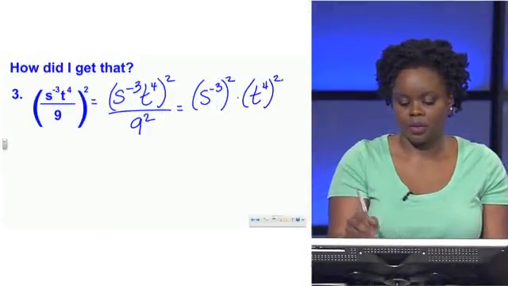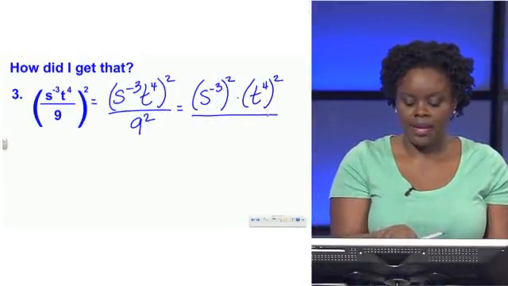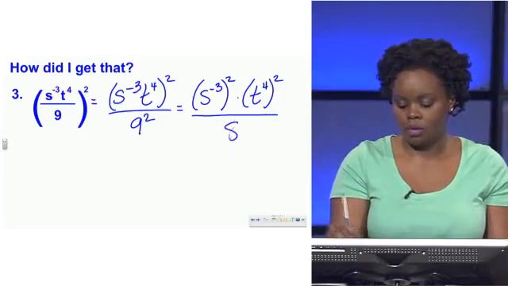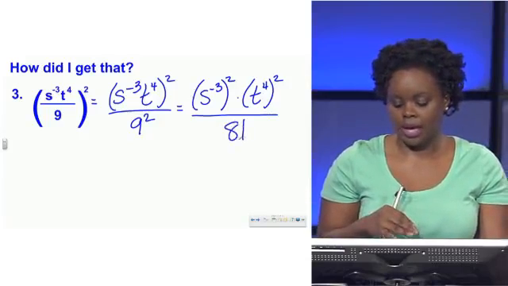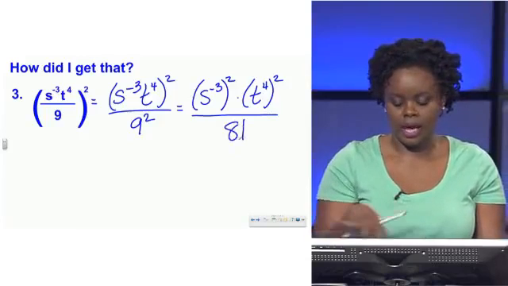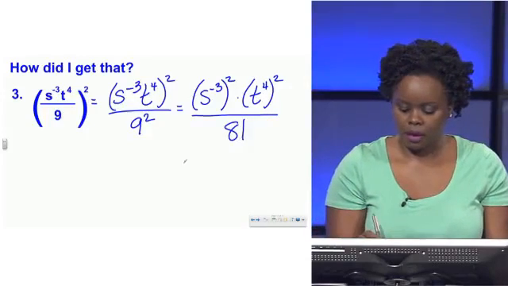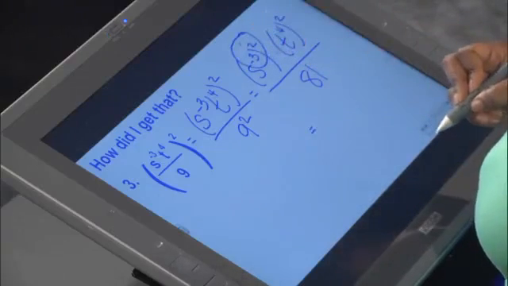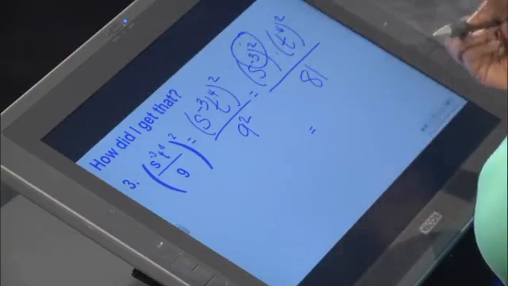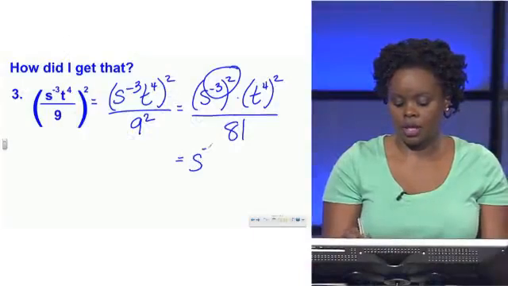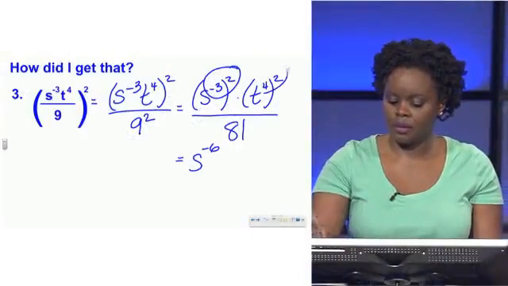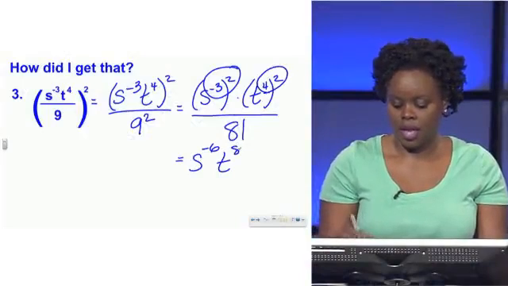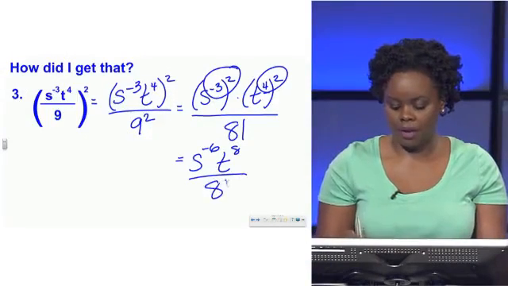All right. So I'd handle the numerator. Now for the denominator, 9 squared. That's 9 times 9, so that's 81. So my denominator is all taken care of. But I'm not done yet. I've got to handle that numerator. So raising a power to a power. Negative 3 times 2, that's negative 6. So s to the negative 6. 4 times 2 here, that's 8. So t to the 8th. And then that was all over 81.